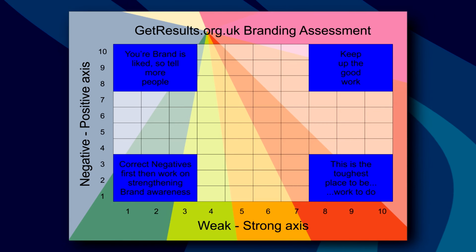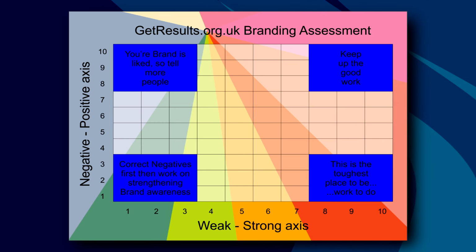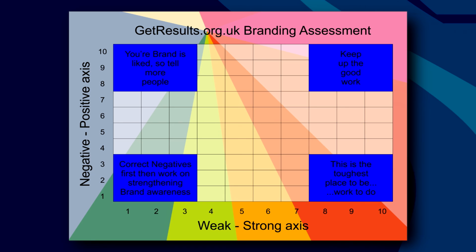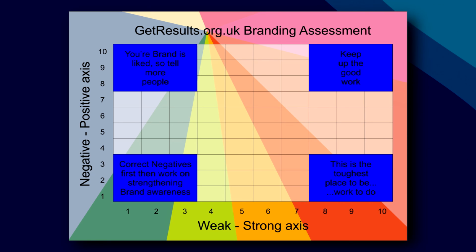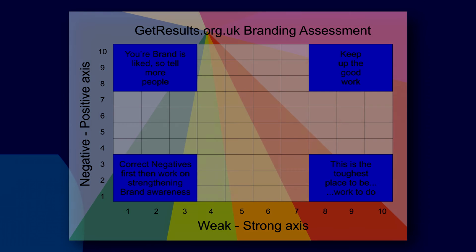A weak/positive score means people like your brand, so tell more people. A weak/negative score requires you to put negatives right first before telling more people. This is a very useful exercise to go through periodically. It certainly helps to know where you currently are and what you need to do going forwards.